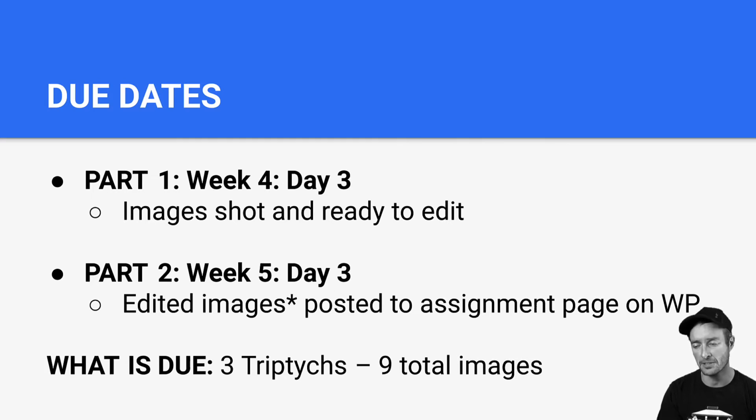For this assignment, you're going to make what are called triptychs. You're going to make 3 separate triptychs. So there's going to be 9 total images. Triptychs are a series of 3 images. So we've got 3 of those series, so 3, 3, and 3.